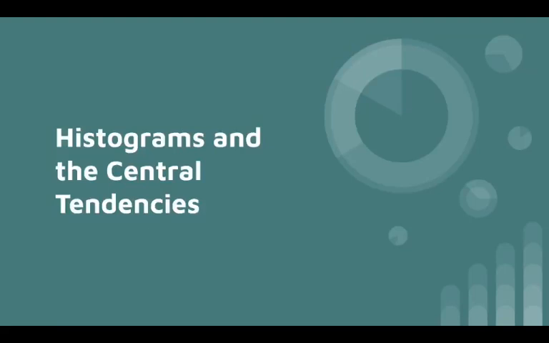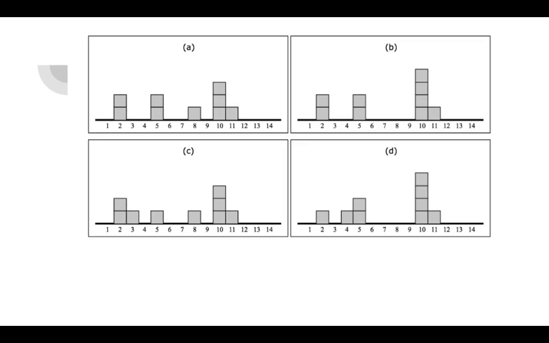Hey class, so I'm just going to do a real quick video and explain how to use histograms and central tendencies at the same time. So first thing, number one, visual representations of data, for me, are a really easy way to look at and see what's going on, and often you can guess what's happening with the central tendencies based on what you're seeing in the histogram.